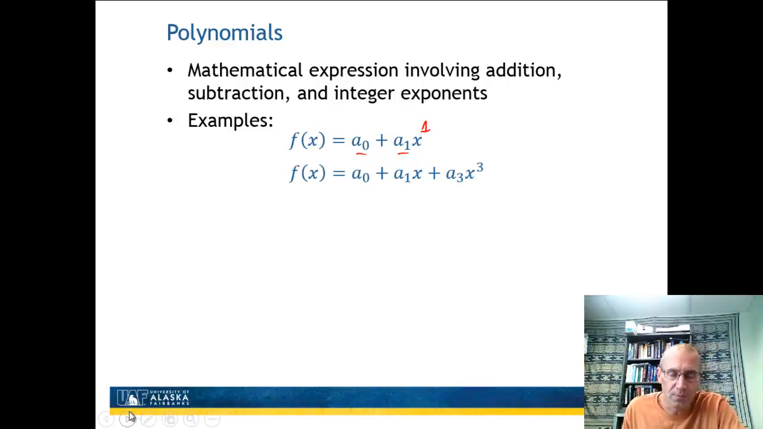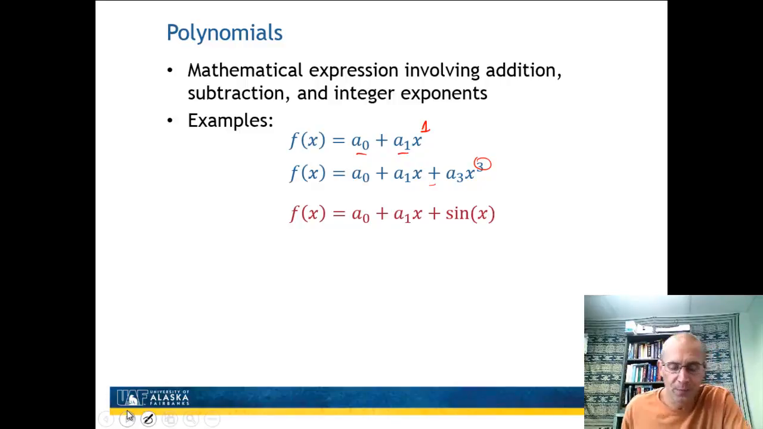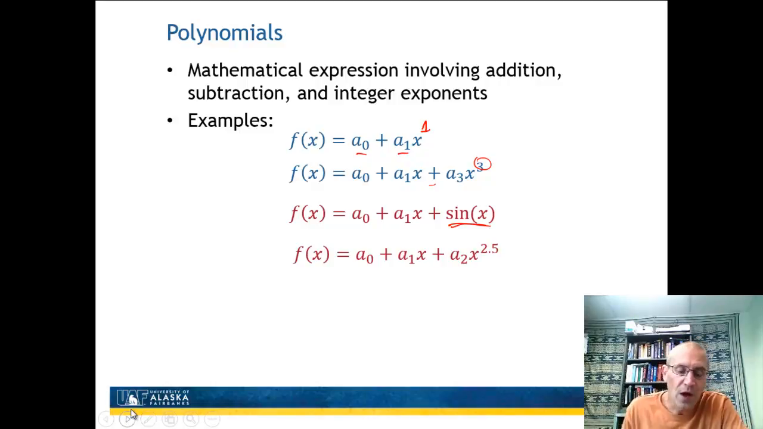So this is another polynomial. We just have an extra term. I've got x to the 3 power here. And again, I'm just using an addition symbol, so that's also a polynomial. Now this is not a polynomial. The reason it's not is because I've got this sine x term. This is not an integer exponent of x, so that makes that not a polynomial. This is not a polynomial either because I've got x to the 2.5 power. It's not an integer exponent, so that makes that one not a polynomial.